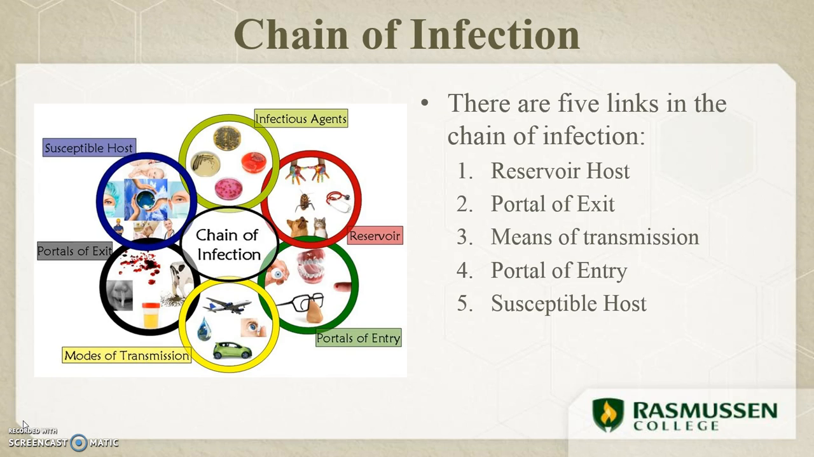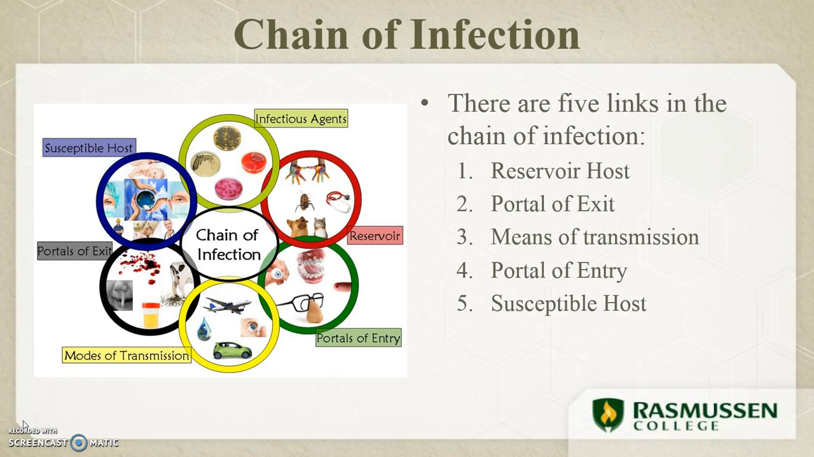So now that we really understand microorganisms, we need to understand how they're spread. Microorganisms are spread through what we call the chain of infection. With the chain of infection, there are 5 links in this chain. The first is what we call the reservoir host. This is where the chain begins and is where the microorganism typically is, either in a human or an animal.